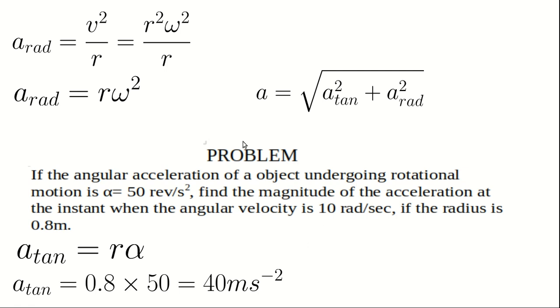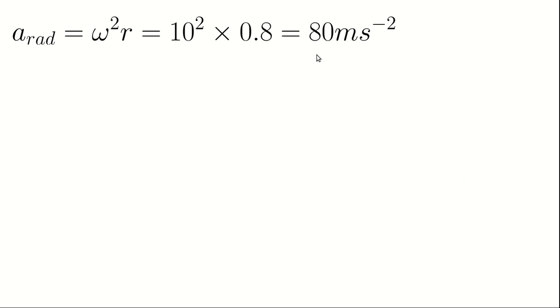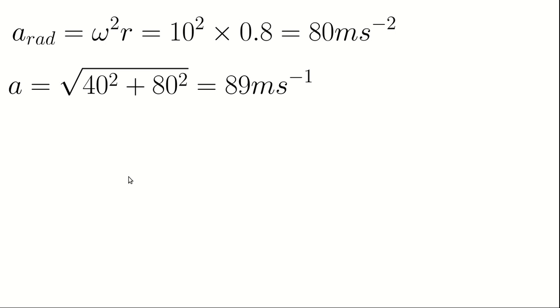To find the radial acceleration, we use r, which we already know to be 0.8, then omega squared, which we already know to be this. Then we substitute the values in, and as a result we get 80 meters per second squared. So our final acceleration will now be the square root of the tangential squared plus the radial squared, which is 89 meters per second squared.